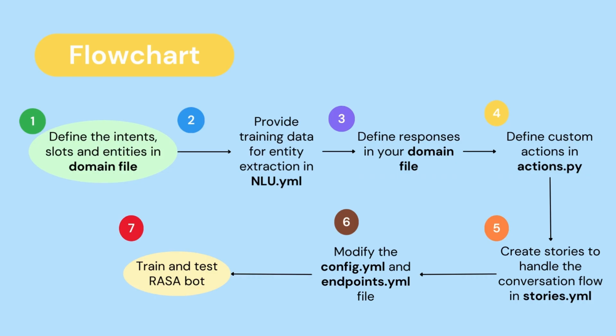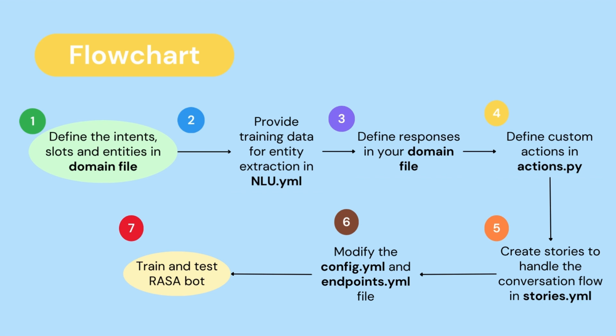First, we will define the intents, slots, and entities in the domain file. Then, we will be providing training data for the new intents that we've defined, as well as the entities in the nlu.yml file. Then, we will define the responses to those new intents in our domain file, as well as define a custom action that will allow us to extract the entities.